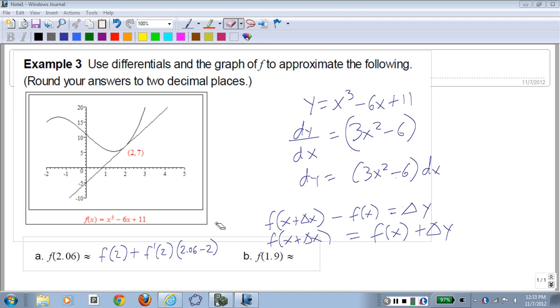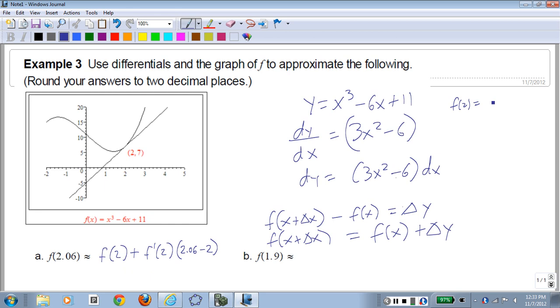Now from the graph, we have the function, and we also have the point on the graph, (2, 7). We probably should confirm that f of 2 actually does equal 7. So let's just confirm that. F of 2 equals 2 cubed minus 6 times 2 plus 11. That's 8 minus 12 plus 11. That's negative 4 plus 11, and that's 7. So f of 2 does equal 7, and the point (2, 7) is on the graph.